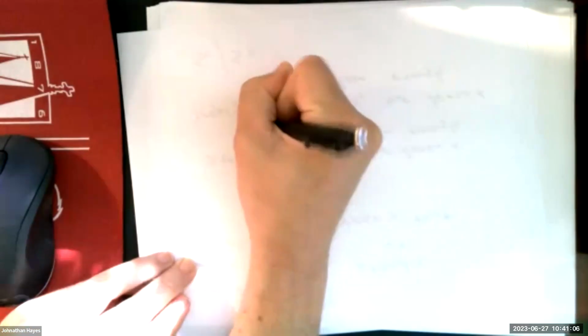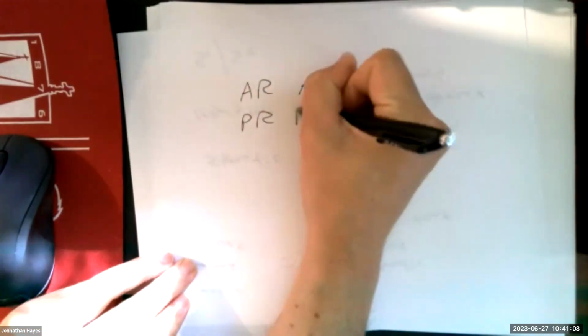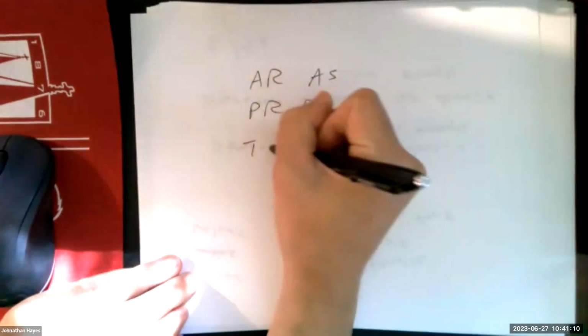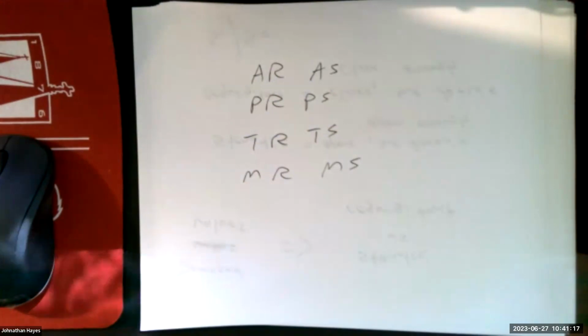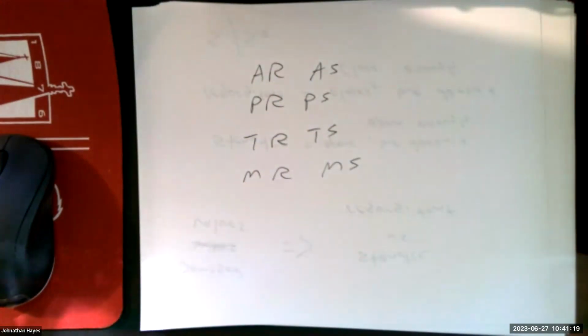You can have aortic regurgitation, you could have aortic stenosis, you could have pulmonic regurgitation, you could have pulmonic stenosis, you could have tricuspid regurgitation, you could have tricuspid stenosis, you could have mitral regurgitation, you could have mitral stenosis, right? So when they ask questions about murmurs, they have to give you a little bit of information.